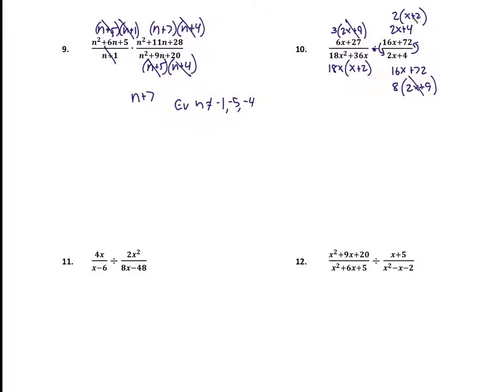Those will cross out. X plus 2 crosses out. So now we're left with 6 over 18x times 8. We can reduce this some more. The 6 will cross out. That becomes 3. So we're left with 1 over 24x. Our excluded values, x cannot equal 0, negative 2, and negative 9/2.